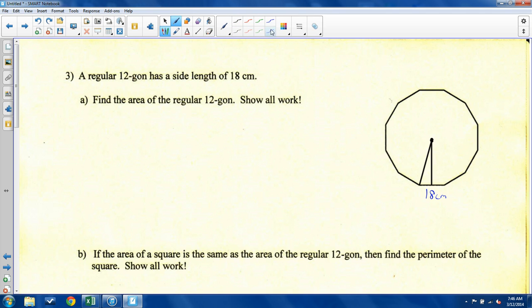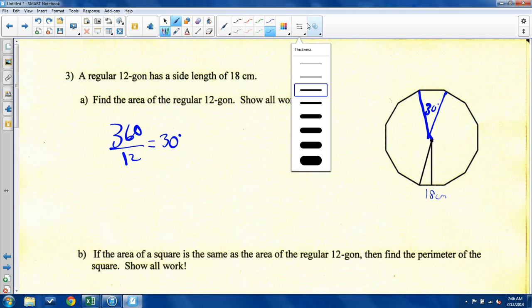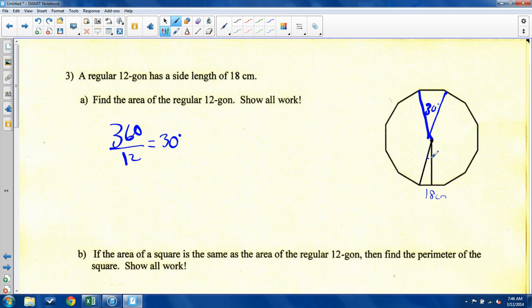So the measure of the central angle, let me actually redraw it up here so we have something labeled. 360 divided by 12 is 30 degrees. So each central angle is 30. That means this part, since the apothem bisects the central angle, is half of it. So this is 15 degrees. And if that's 15, this is 75. And this is a right angle, by the way. So you can start working with that information that you have there now.